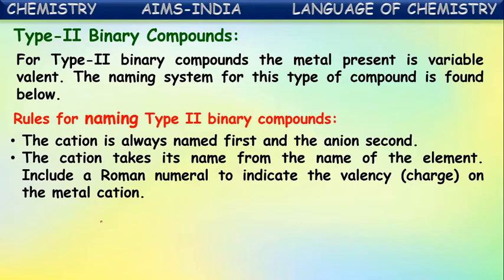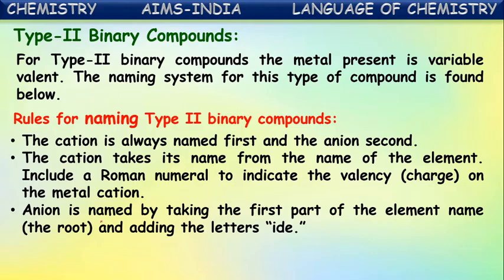That is why after writing the name of the cation, in bracket, a Roman numeral is written which indicates the valency of that cation in that particular compound. It is additional from the type 1 binary compounds. Next, the anion name is as usual: part of the element name is taken, and the ending ide is attached, just like the previous case.